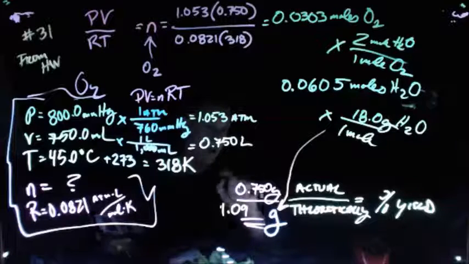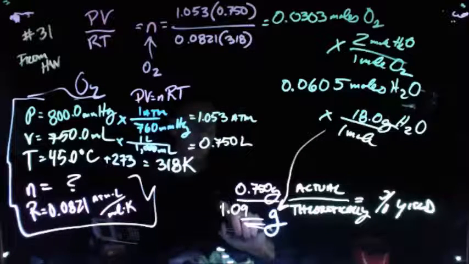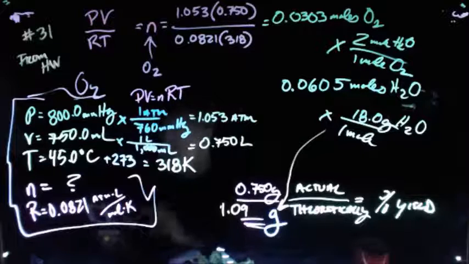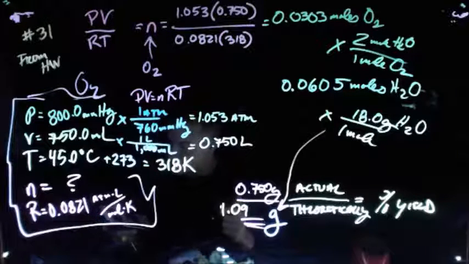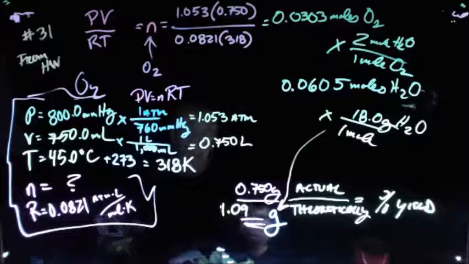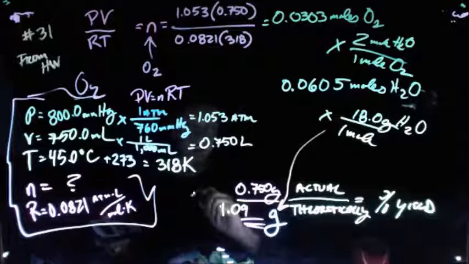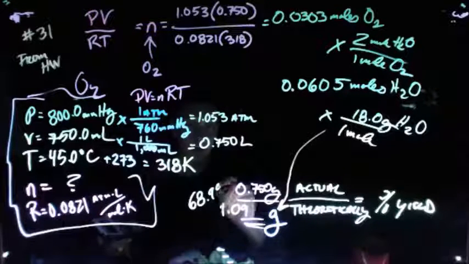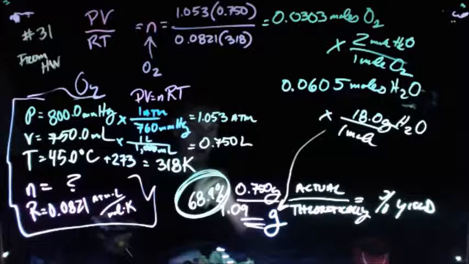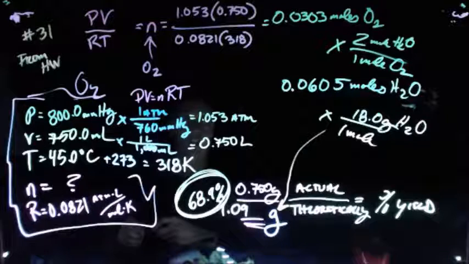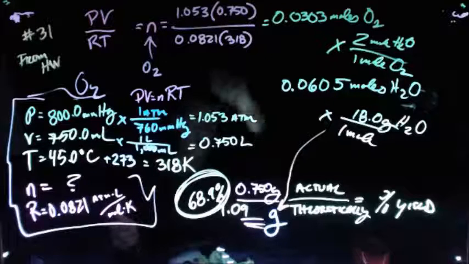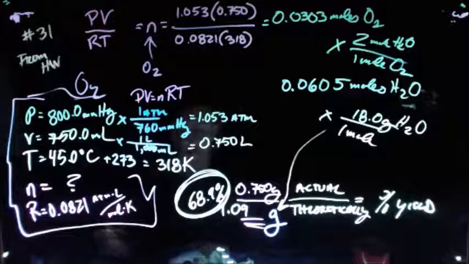So if I actually got 0.750, I could have gotten 1.09. And so my percent yield is going to come out to be 68.9%. That should be the answer that we've got on the answer key. Sorry that was a little bit messy. There's not a lot of room here on Alice.